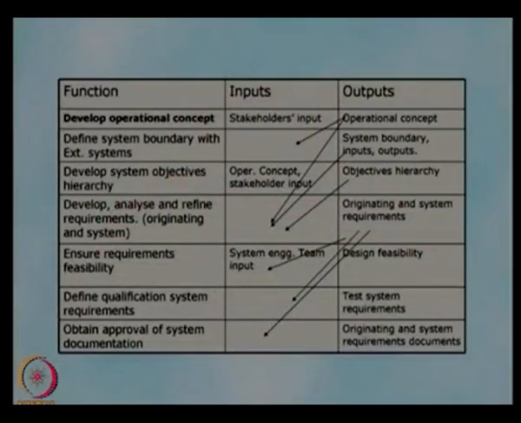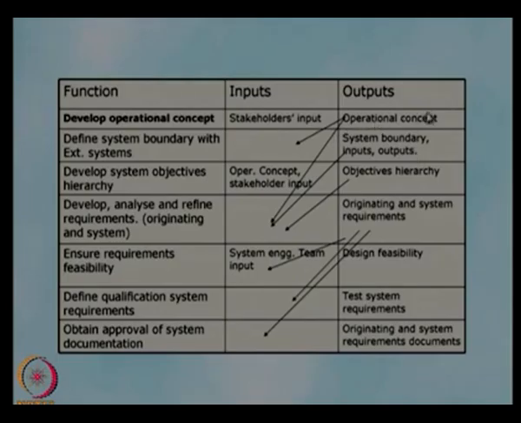So, the second stage of defining the system boundary, the external system diagram, will help you to identify the system boundary, the inputs and outputs. The main output from this particular stage is the definition of the system boundary, the inputs to the system and the outputs going out of the system.